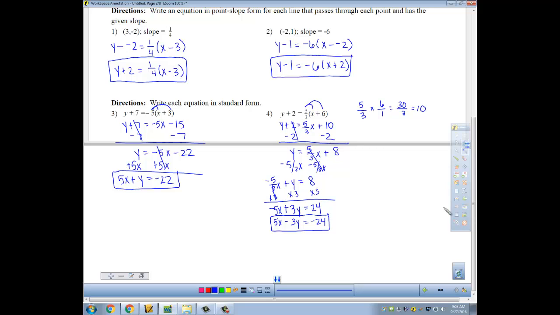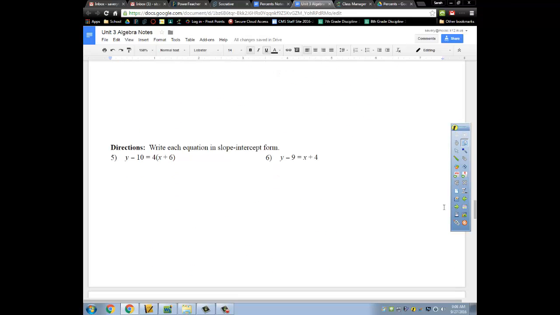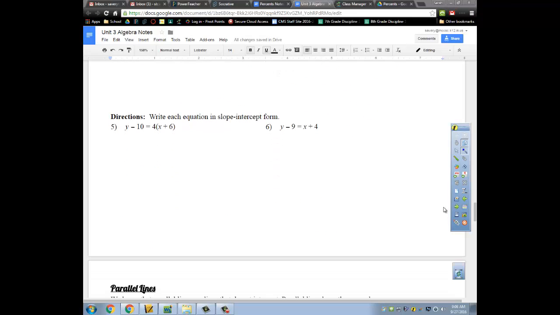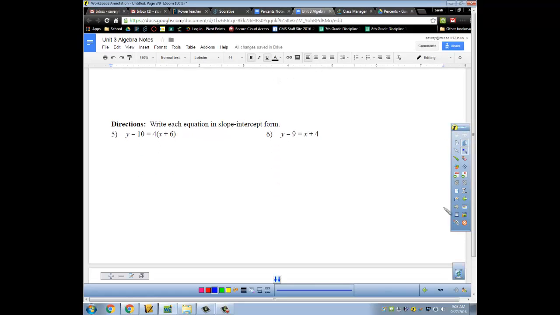So again, with standard form, just make sure your variables are all on one side, no fractions, and the number for your x needs to be positive. The last two examples are pretty easy. We just need to put them in slope-intercept form, so we need it to look like y equals mx plus b. So I'm going to do the distributive property here to get y minus 10 equals 4x plus 24.